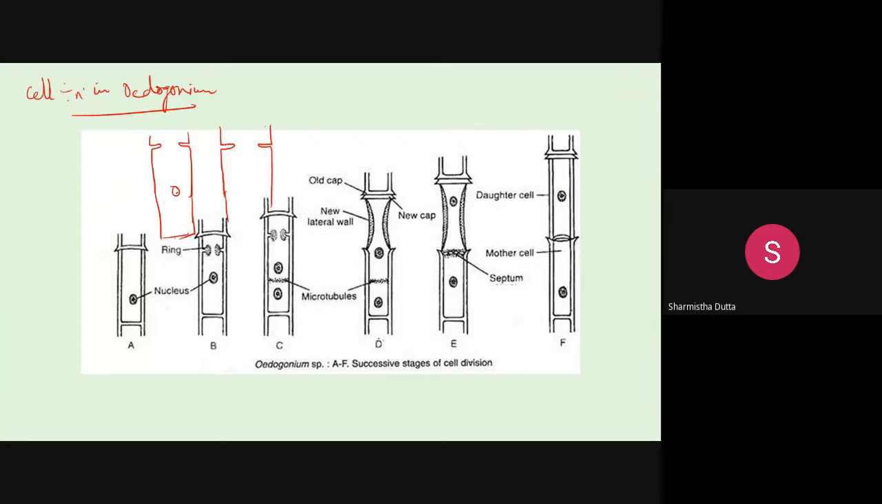starts expanding. And by then, you will find that the nucleus also would have divided. And there is formation of the septa. There is development of microtubules. These microtubules are responsible for the formation of the septum or the cross wall. Did you understand? I will tell you once again.